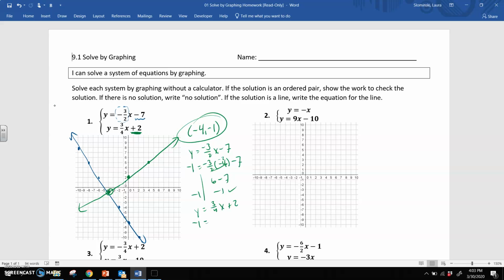So I take -1 equals 3/4 times -4 plus 2. Again, this should give me -1, so I get -3 plus 2, which again is -1. So you can see that it does work. So that's how you solve a system by graphing by hand. Make sure you keep plotting those points until you find the exact point of intersection. And it's always a good idea to check your answers the way I showed here.